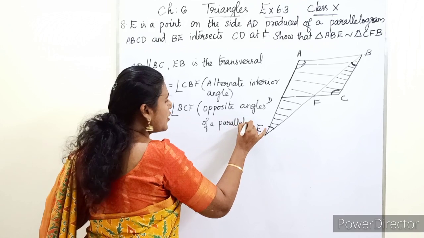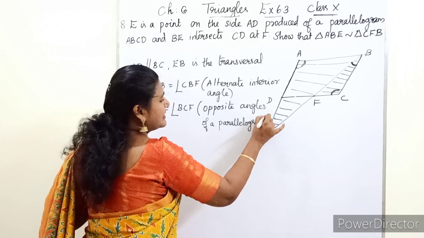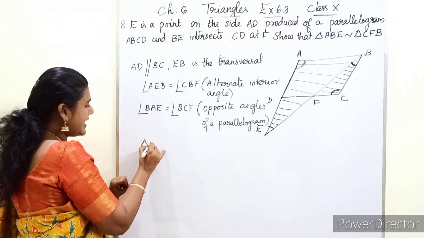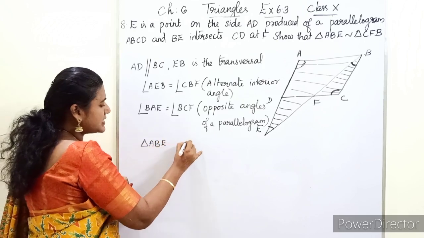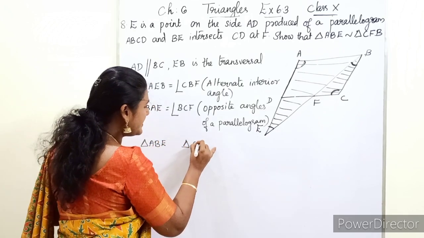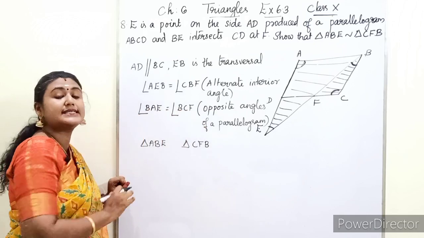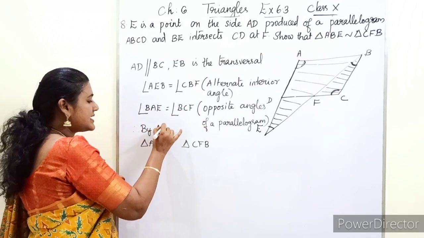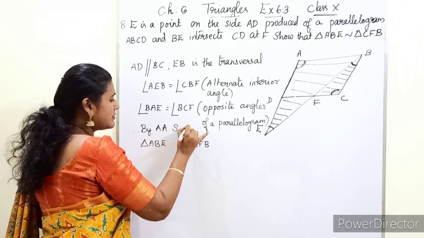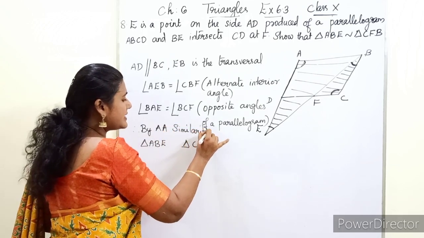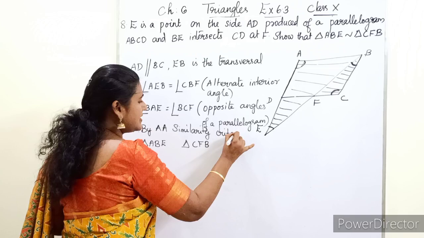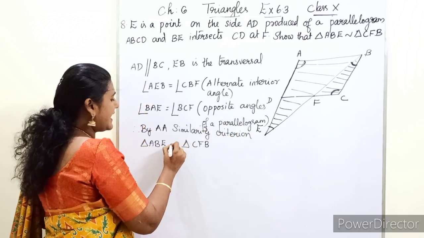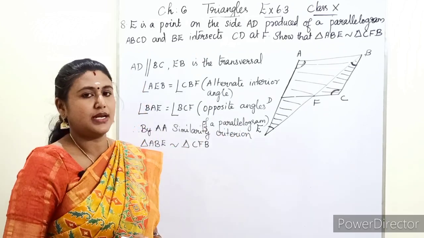So what we got now? In triangle ABE and triangle CFB, we got two angles are equal. Therefore by AA similarity criterion, we can say that these two triangles are similar.